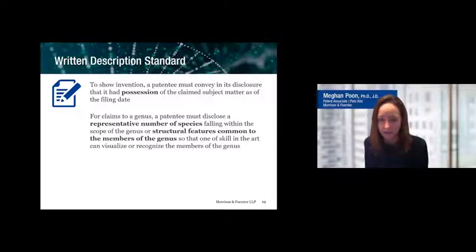So for claims to a genus, a patentee has to disclose a representative number of species that fall within the scope of the genus, or structural features common to the members of the genus, so that one of ordinary skill in the art can visualize or recognize the members of the genus. So where written description really comes in is when you want to pursue broader genus claims, and the question is, do you have enough written support in your application in order to get the genus claims?